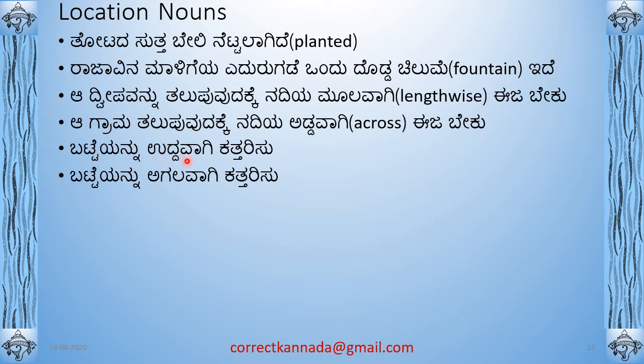How will you say it? Batteyannu uddavagi kattarisi. Okay, batteyannu ಅಗಲವಾಗಿ ಕತ್ತರಿಸು. ಅಗಲ means width or breadth. ಅಗಲವಾಗಿ ಕತ್ತರಿಸು, by the breadth or breadth-wise. So the "wise" that we add in English is this agi, which is basically taken from agu. It's taken from agu, you get agi. ಉದ್ದವಾಗಿ, ಅಗಲವಾಗಿ.